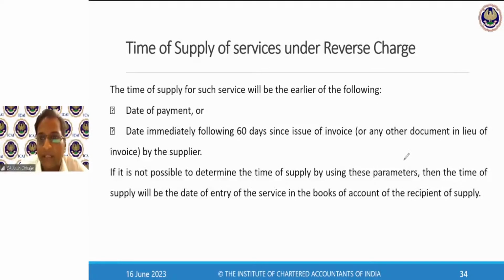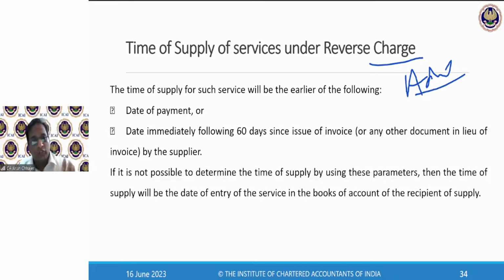Time of supply under services under RCM. What could be the example? The example you have already given, like legal services given by the advocate. Correct, it is covered under RCM. So let's say I am a recipient of the legal services. What is the time of supply? The date of payment by me to the advocate, or invoice plus 61 days. So when I calculate, I will add 61. But when I write in the exam, I will use the words: date immediately following 60th day, 60 days from the date of the invoice.